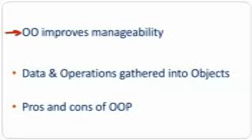In summary, we learned that object-oriented programs were designed to reduce complexity and improve manageability. Data and operations are gathered into discrete objects. We also learned pros and cons of object-oriented programming.